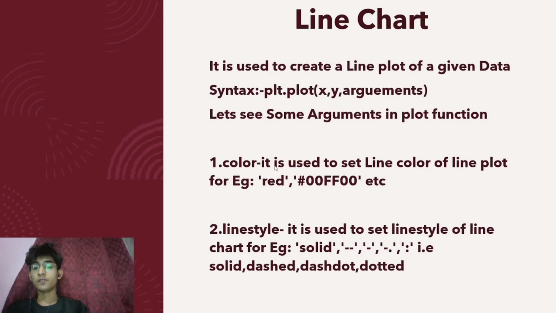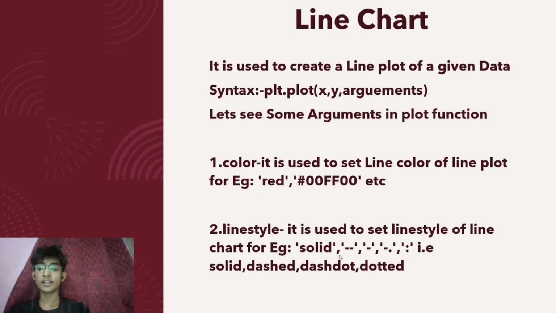So the first argument is color. It is used to set the line color of the line plot. So see the name, it is telling everything. It is used to set the color of the line that is used in the line graph. We can set a red color. We can also give a hexadecimal notation for color where this part of the notation is for red, this is for green, this is for blue. Okay. So the second attribute is line style.